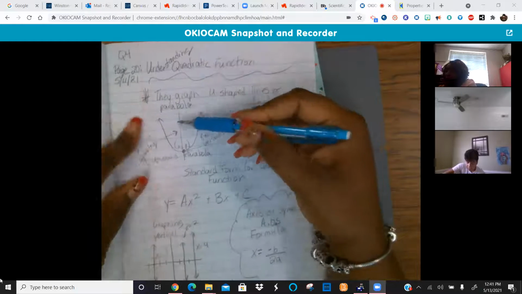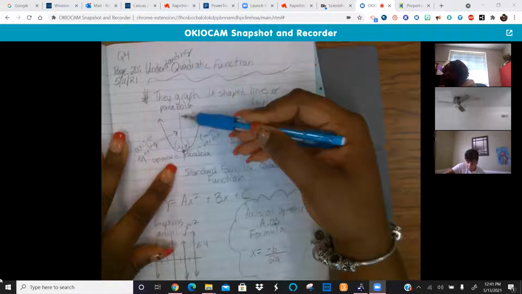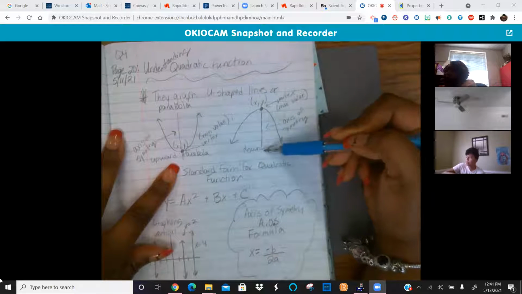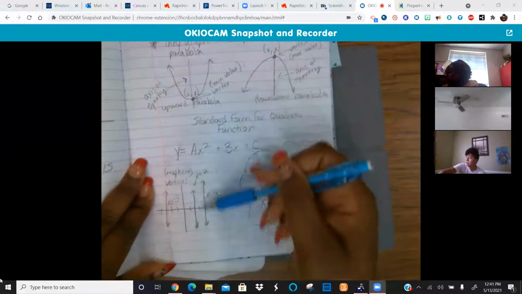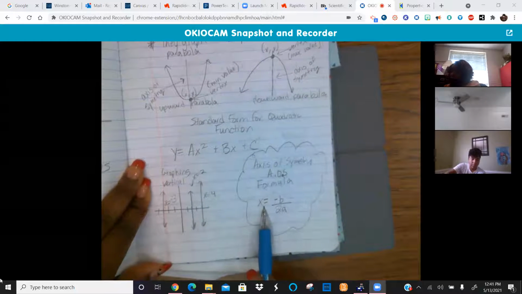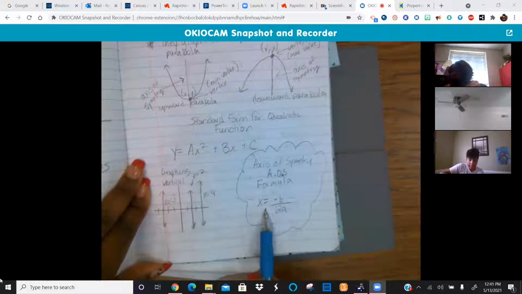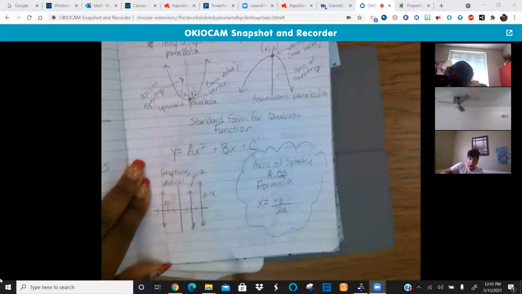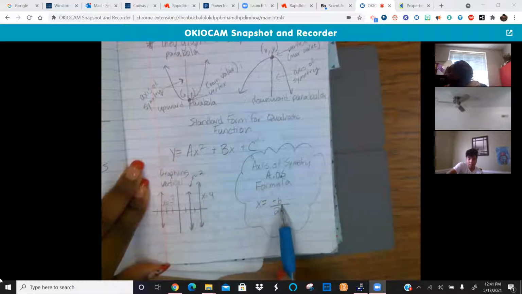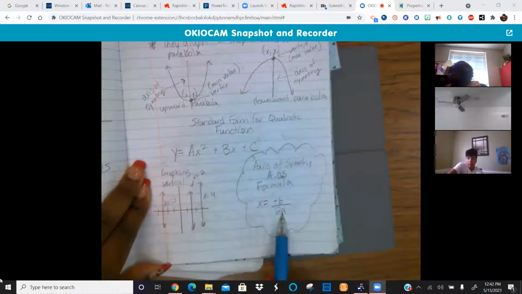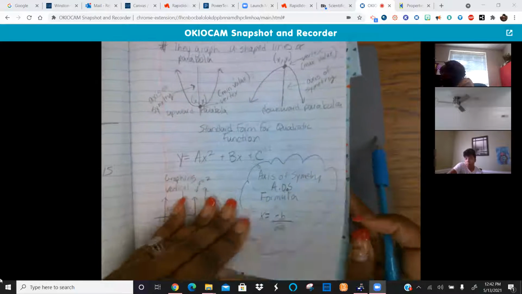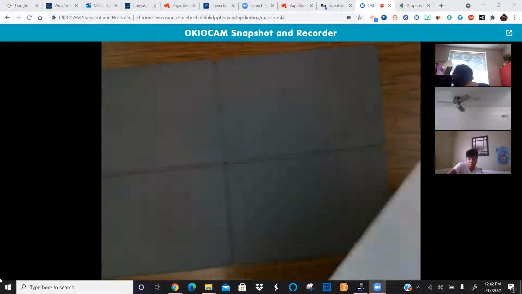You remember that your axis of symmetry is the invisible line that cuts the parabola in half, and it's a vertical line. It's a line that goes straight up and down. So the formula for axis of symmetry is x is equal to. It's always going to be x because it's a vertical line. That's the equation for a vertical line. The formula for getting the axis of symmetry by just looking at the equation is this right here. And that's what we're getting ready to do.